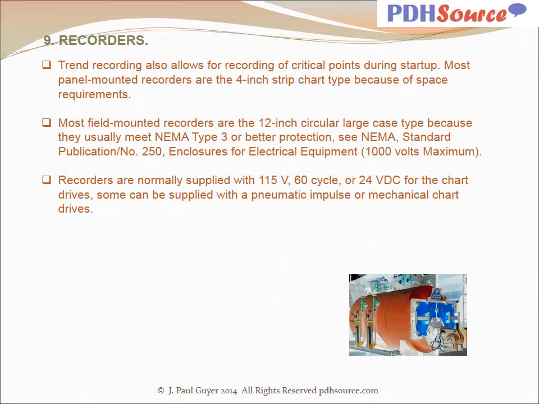See NEMA Standard Publication number 250, Enclosures for Electrical Equipment, 1000 volts maximum. Recorders are normally supplied with 115 volt 60 cycle or 24 volt DC power for the chart drives. Some can be supplied with a pneumatic impulse or mechanical chart drive.